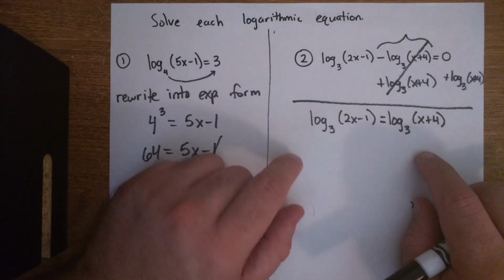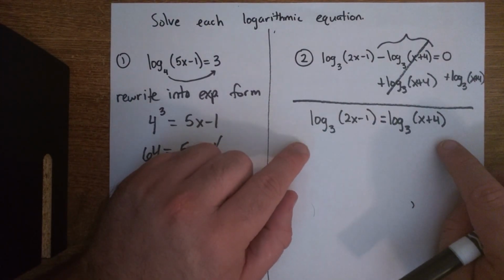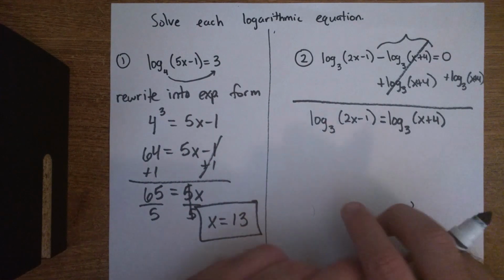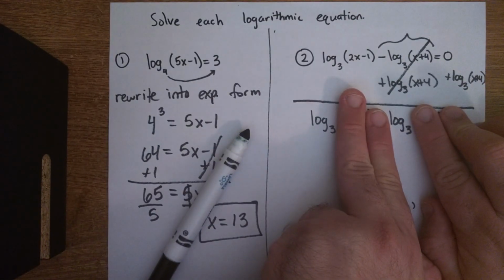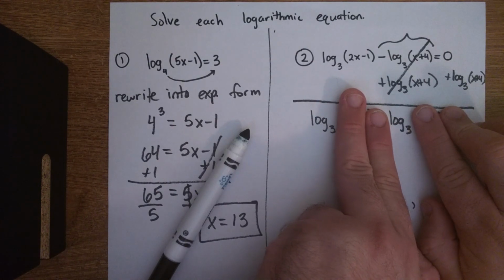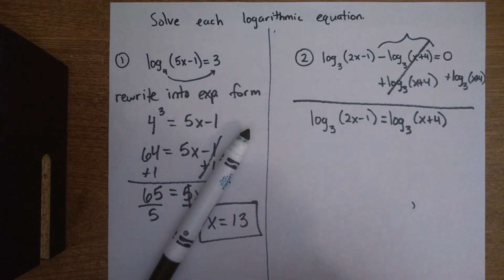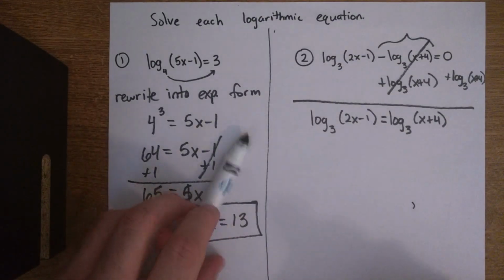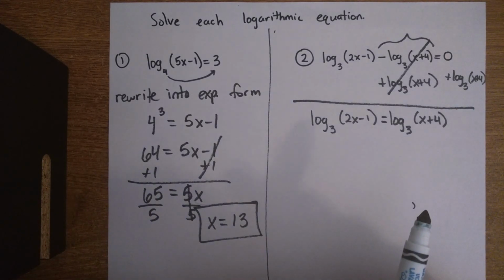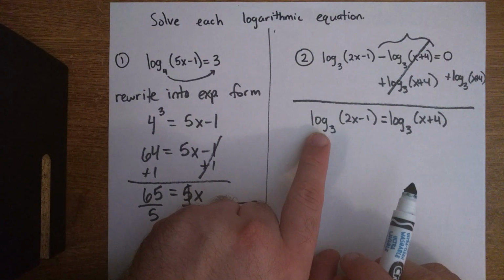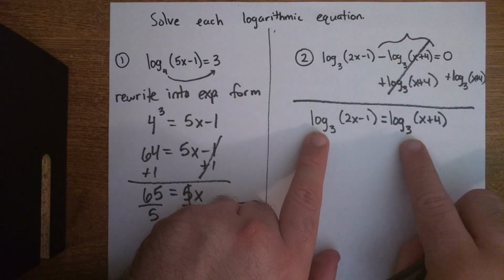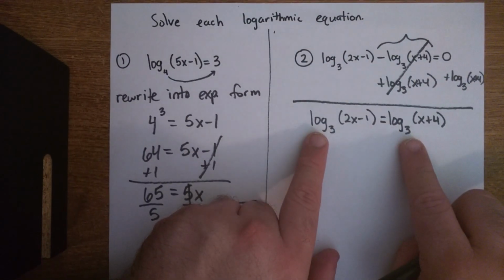Now, I want you to notice something. If you look at both sides of this equation, if you just ignore the x plus 4 and the 2x minus 1, you have log base 3 of both sides. Think about how algebra works. Algebra, what you do to one side, you do to the other. That includes undoing things. So if I want to undo a log base 3 on this side, I need to be able to undo a log base 3 of this side.